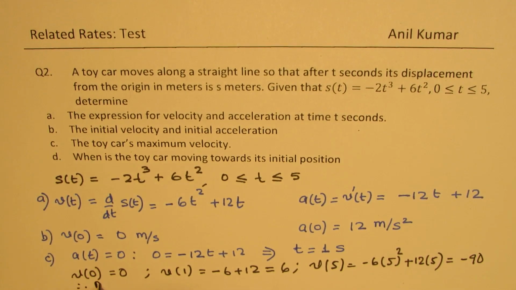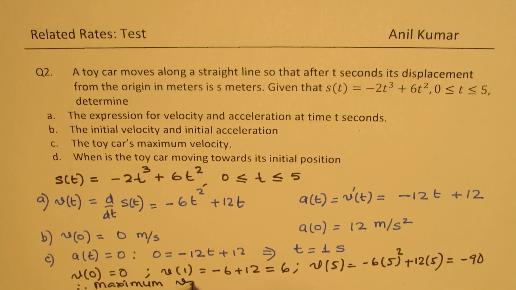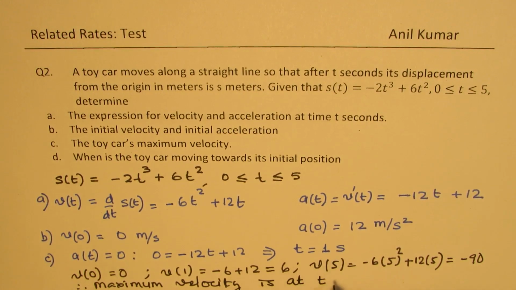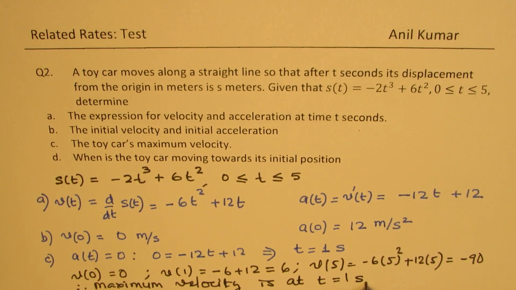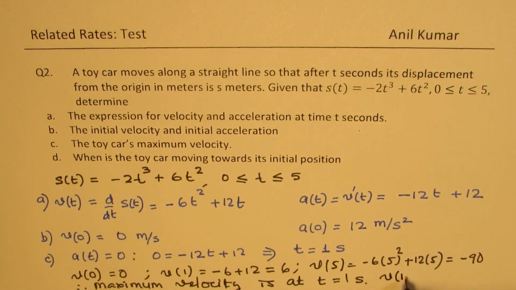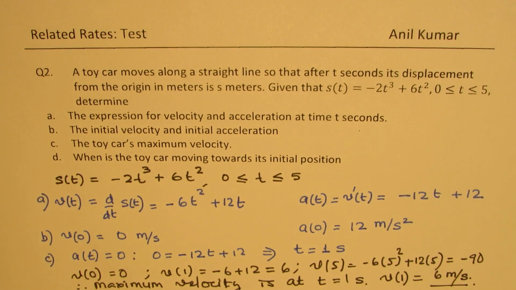So therefore, maximum velocity is at our critical number, which is t equals 1 second, right? So the toy car's maximum velocity is how much? And this maximum velocity is 6 meters per second. Is that clear to you? So that is going to be our solution for this part.